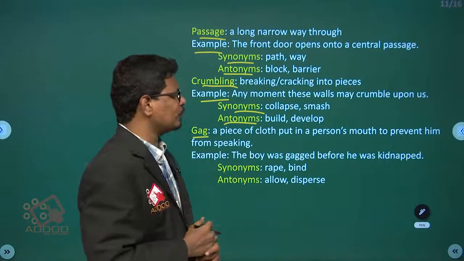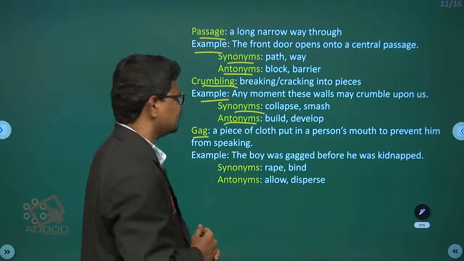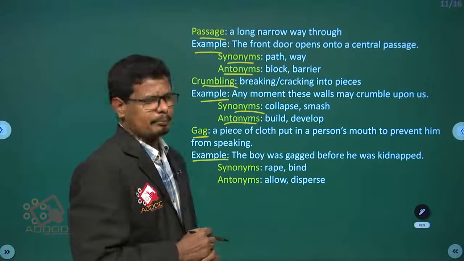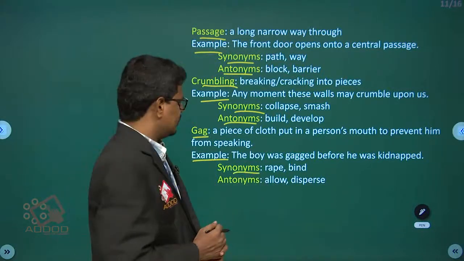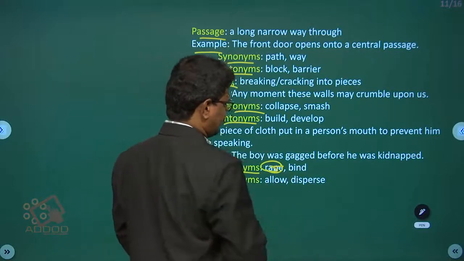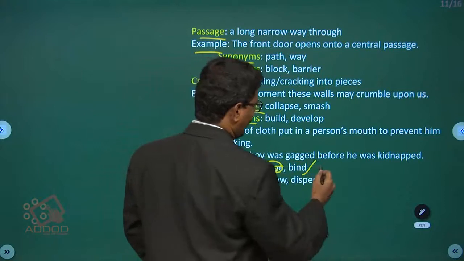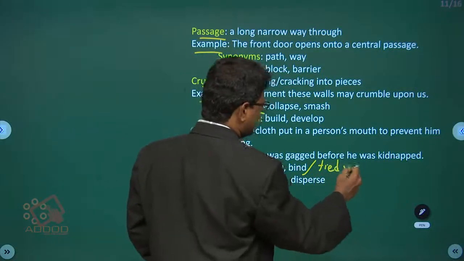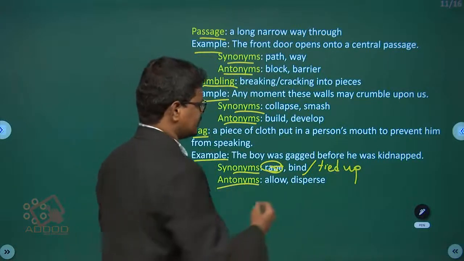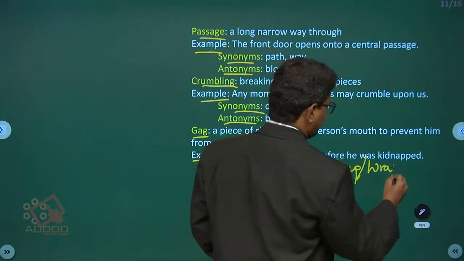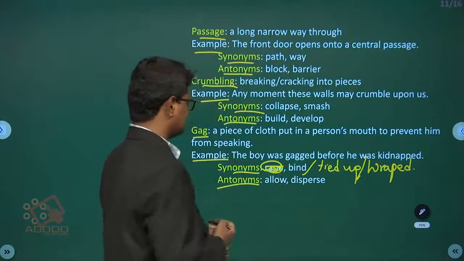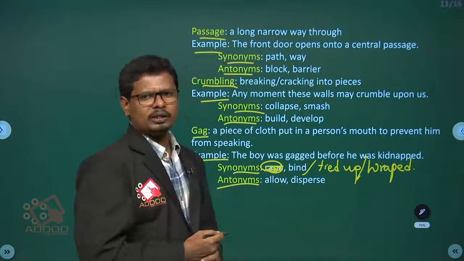Gag, a piece of cloth put in a person's mouth to prevent him from speaking. Example, the boy was gagged before he was kidnapped. Synonyms, bind or tied up. Antonyms, this could be wrap, he was wrapped. Antonyms, allow or disperse.